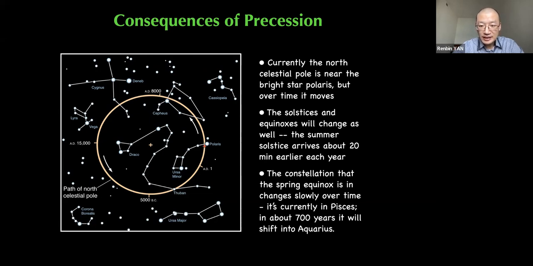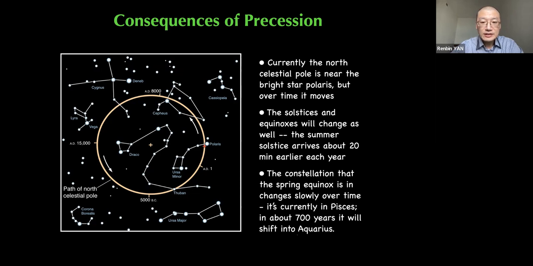This is also causing the solstices and equinoxes, and we'll talk about that in a little bit. So the seasons will also change because of the wobbling motion of the Earth, because of the precession of the Earth. The constellation at the spring equinox also changes slowly over time. It's currently in Pisces. In about 700 years, it will be shifting to Aquarius.